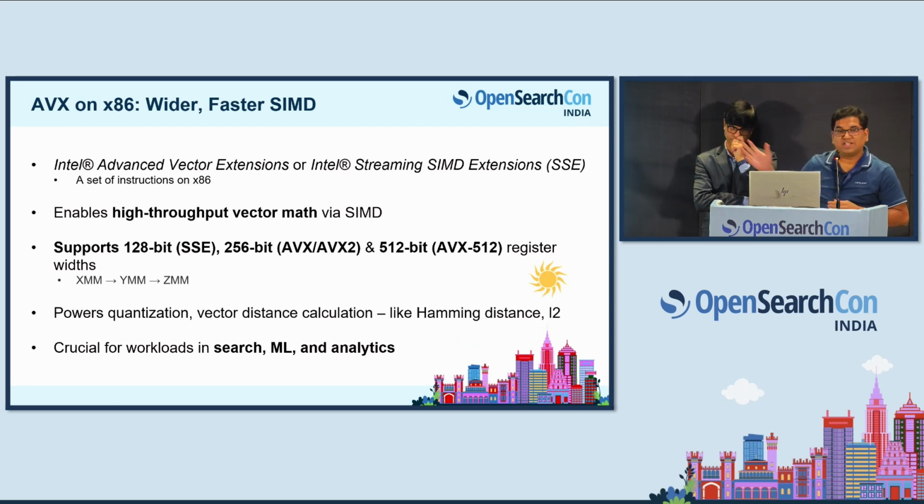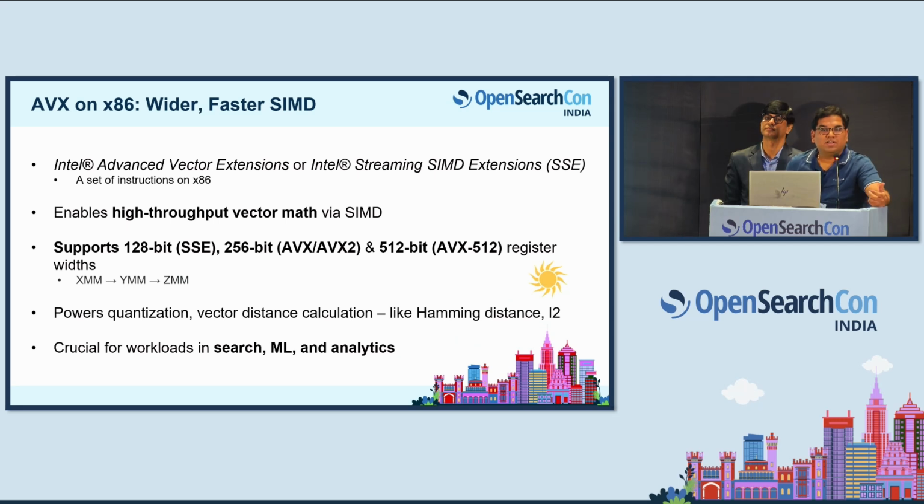The instruction set which offers these features is the Advanced Vector Extensions from the x86 platform. Earlier we had SSE, which is Streaming SIMD Extensions, with 128-bit support, which is XMM registers. That got doubled in AVX and AVX2, with 256-bit vector registers. And further in AVX3, it got doubled again to 512-bit vector registers. So with this, we can accommodate more data and do faster computation.